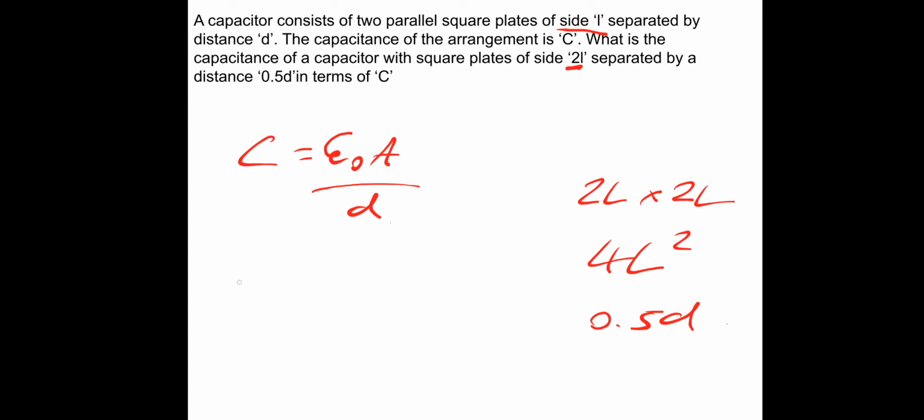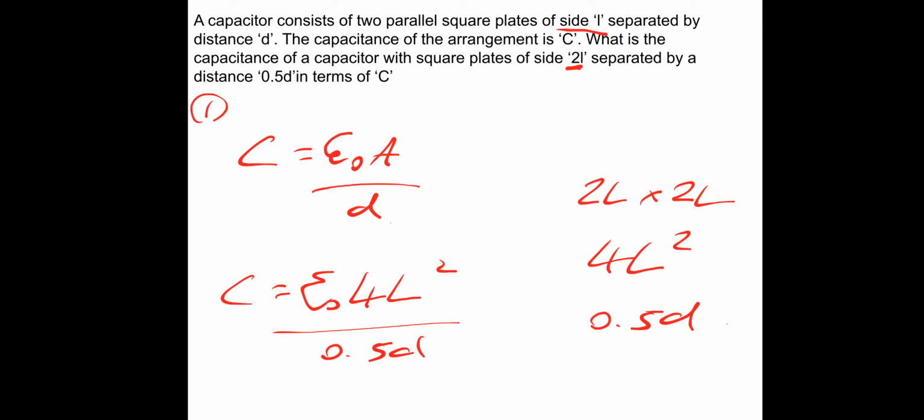So we just need to write out this equation. Capacitance is epsilon naught. A is, we've got 4 times the area, divided by 0.5 D. So what's changed compared to the original, this one's the original, the first one, what's changed is we've got a 4 divided by 0.5. 4 divided by 0.5 gives us a capacitance in terms of C, 8 lots of C, compared to the original. Hopefully you got that one. Let's do one more.